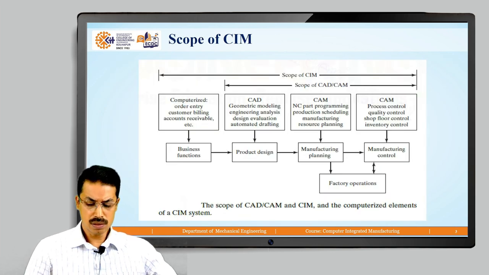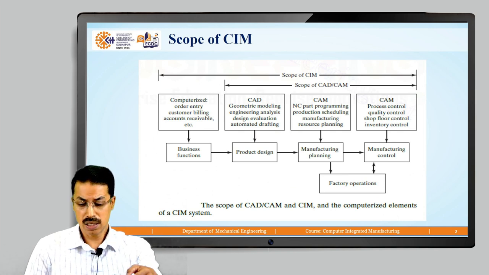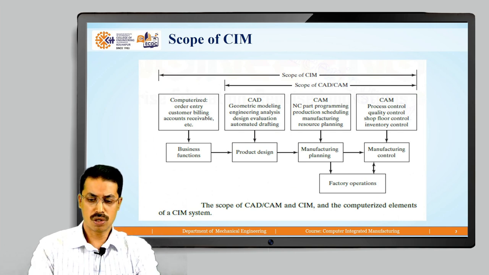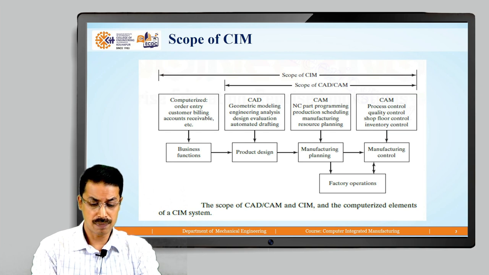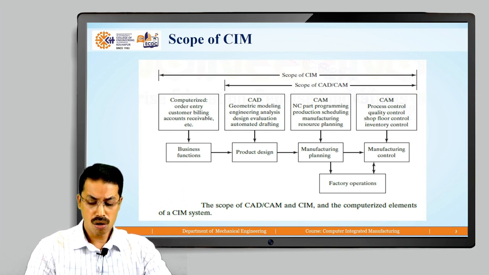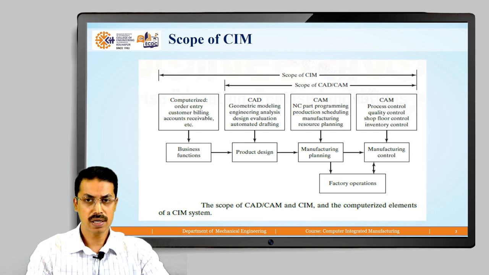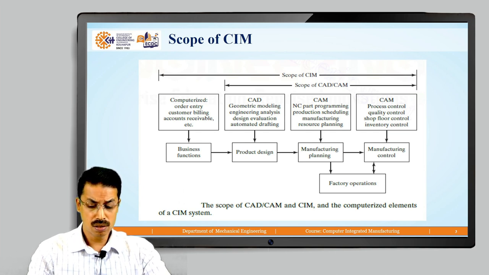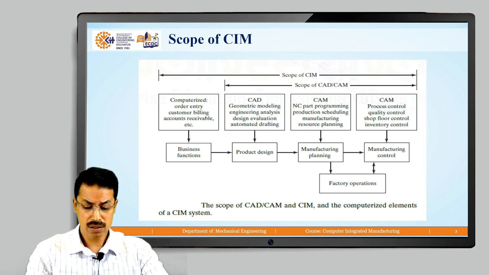Now, we will discuss the scope of the CIM. So, what comes under this CIM? What is the scope of that CIM activity? This computer integrated manufacturing includes all the engineering functions of CAD and CAM, but it also includes the firm's business functions that are related to manufacturing.